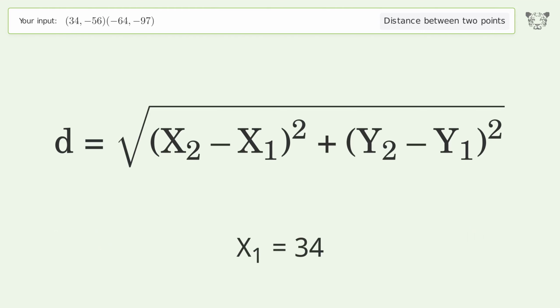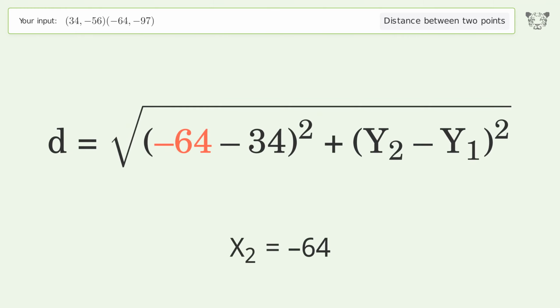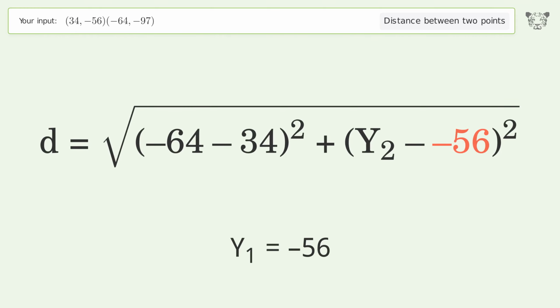x1 equals 34. x2 equals negative 64. y1 equals negative 56. y2 equals negative 97.